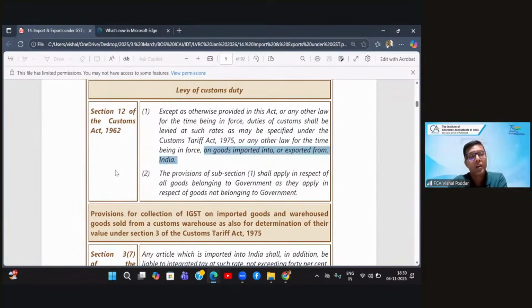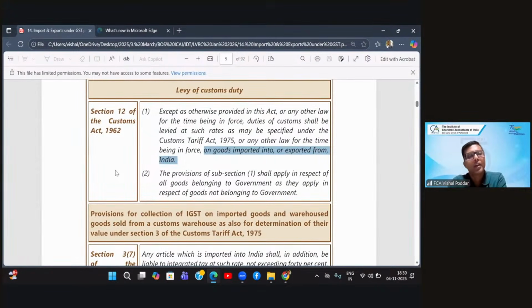Now, in this particular case, your CHA files a bill of entry whereby the goods are removed from Bombay port and brought into the customs warehouse at Chennai, where they will be kept until you again file a bill of entry for getting it cleared, which will be called an ex-bond bill of entry for home consumption.